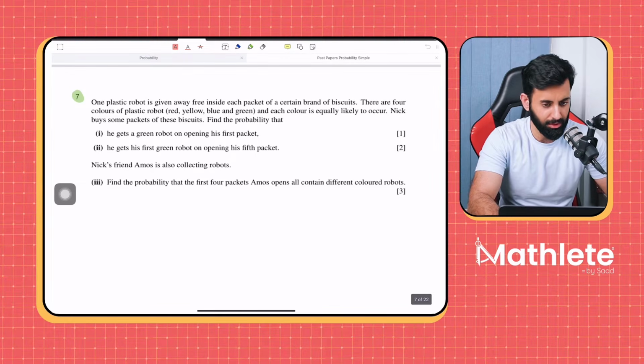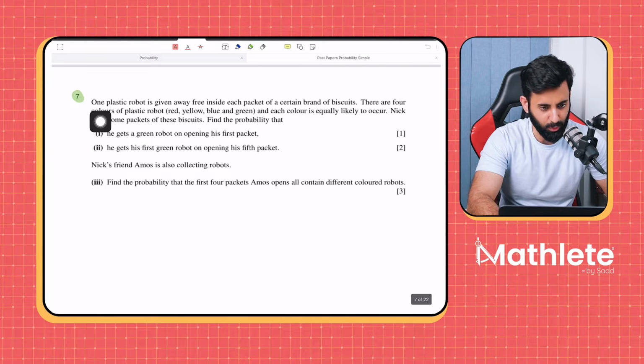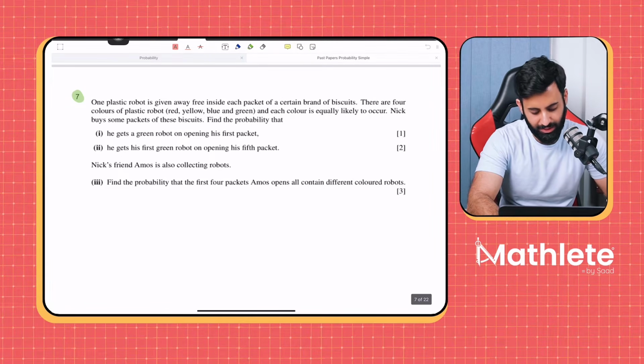All right, now I'm going to solve this question and I want you guys to pay attention. So basically, question number 7. Let's read question number 7. Let's see what it says. It says one plastic robot is given away free inside each packet of a certain brand of biscuits. There are 4 colors of plastic robot: red, yellow, blue, and green.